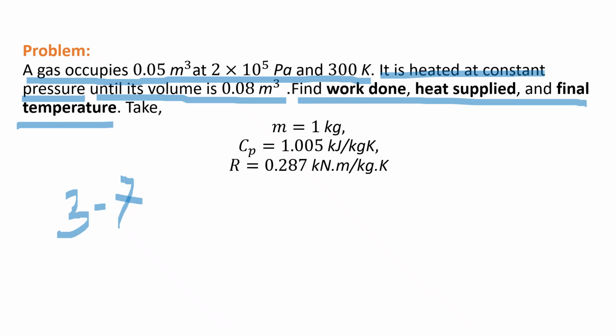Again the question may also ask to find the change in internal energy. The data we have to take is m is 1 kg, Cp is 1.005 kilojoule per kilogram Kelvin and R value is 0.287 kilojoule per kilogram Kelvin. So friend, if we have to find W, delta U, Q and final temperature, then this numerical may be of 7 marks. So let us see the solution.